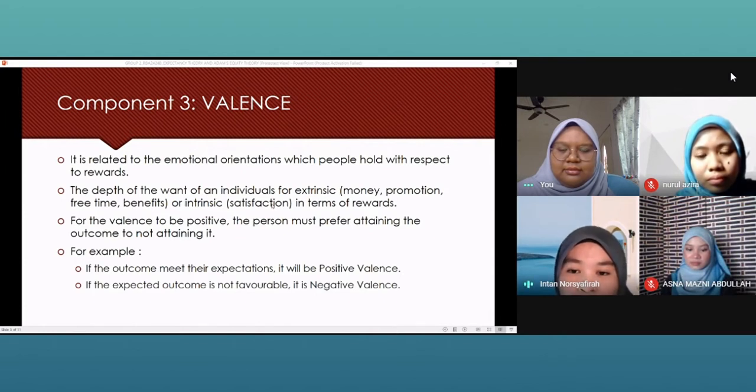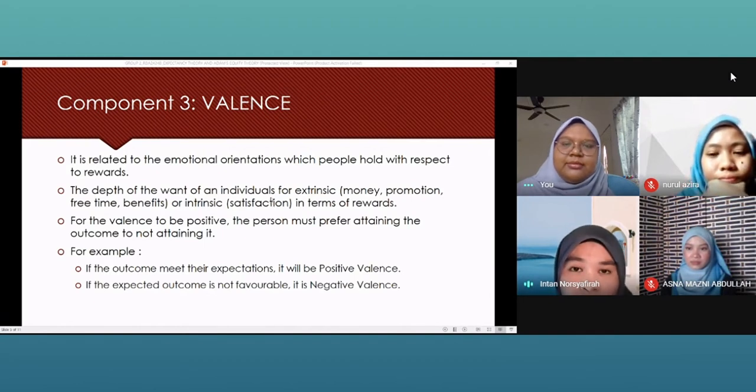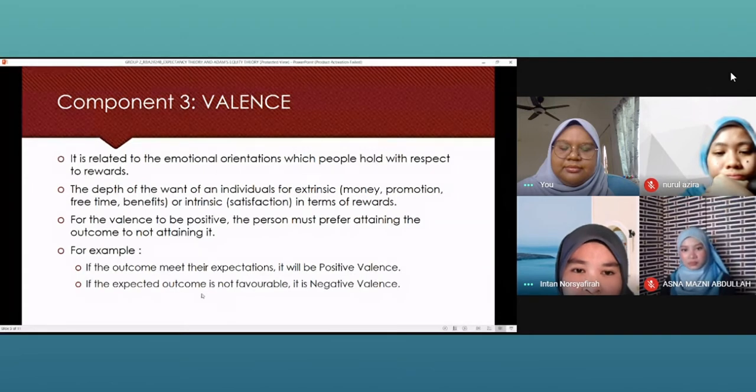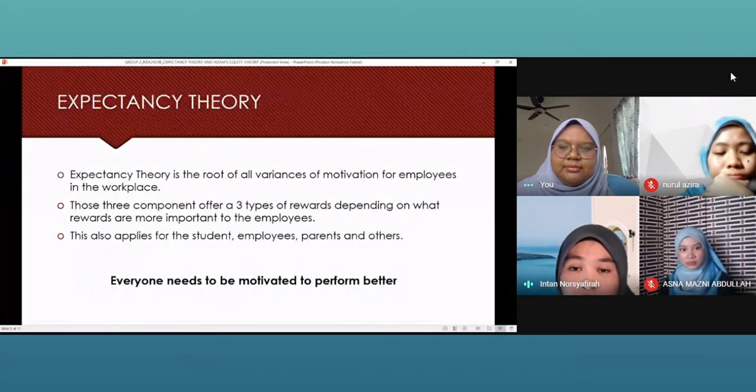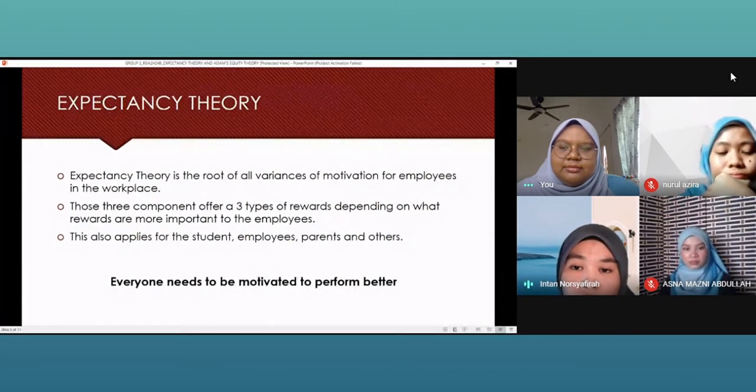The reward also does not have to be monetary. So for the balance to be positive, the person must prefer attaining the outcome to not attaining it. For example, if the outcome meet the expectation, then it will be positive balance. But if the expected outcome is not favorable, it will be negative balance. Next.